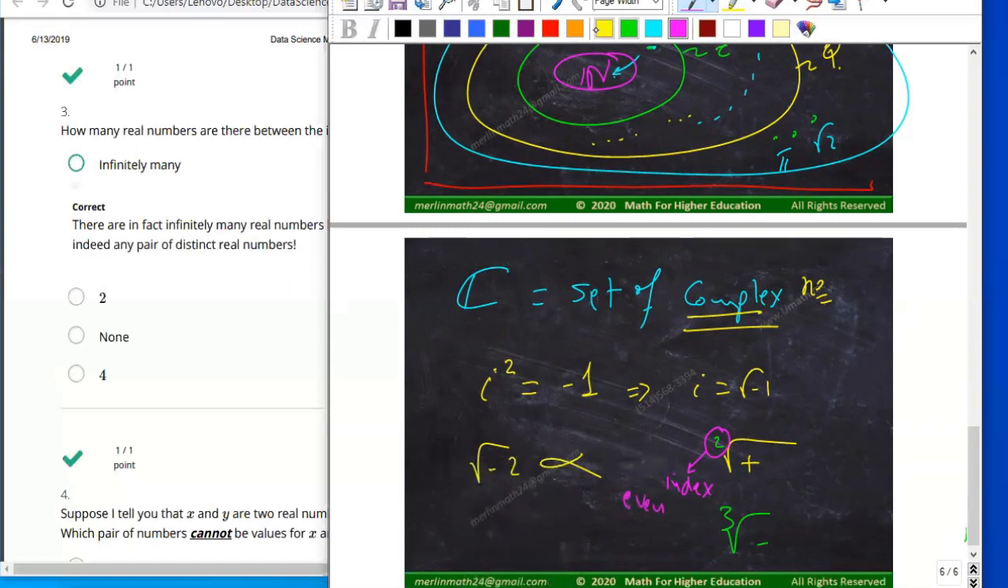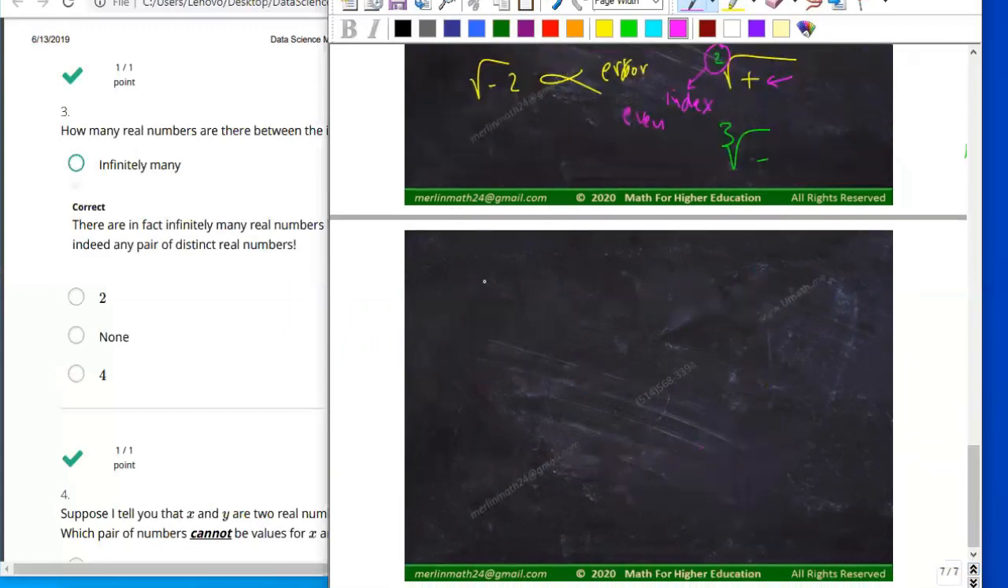The square root, or any root with an even index, can't be negative. This is an error. Okay, the even index only accepts positives, but the odd index accepts the minus as well. So the odd index has no issue. Radical or cube root, for example, cube root of minus 27 is minus 3. If you click on your calculator, you get this answer. What does it mean? It means if you multiply this 3 times, it's minus 27.